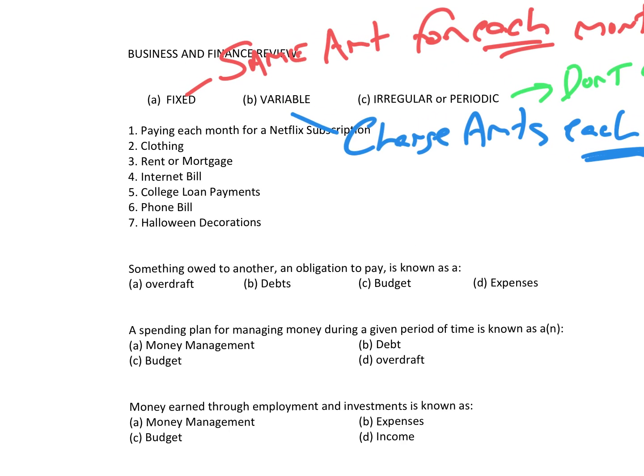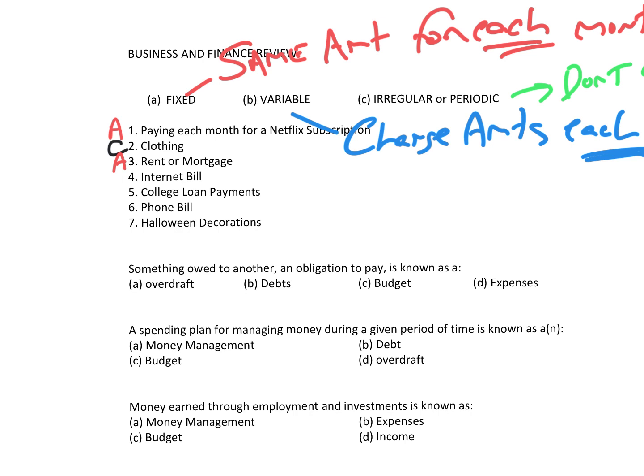Number 1, paying each month for a Netflix subscription. Well, Netflix subscriptions, you pay a fixed amount each month, $13.99 for your package, $19.99 for the package. So that's an example of a fixed expense. Clothing is something that most people don't purchase every month. This occurs maybe for back to school, maybe for a special occasion. So I'm going to put clothing in the irregular or periodic category. Rent or mortgage, that's another example of a fixed expense. It stays the same month to month to month.